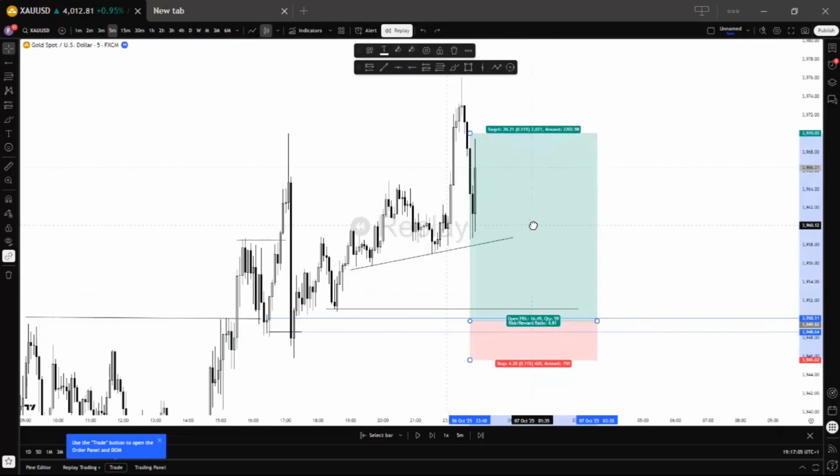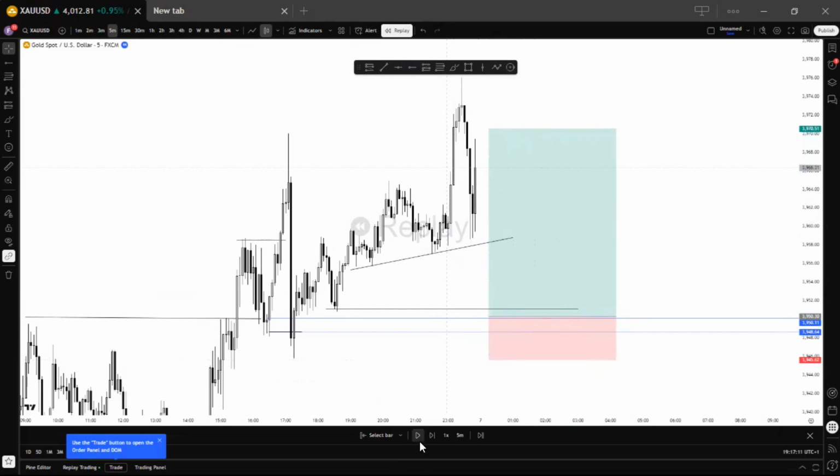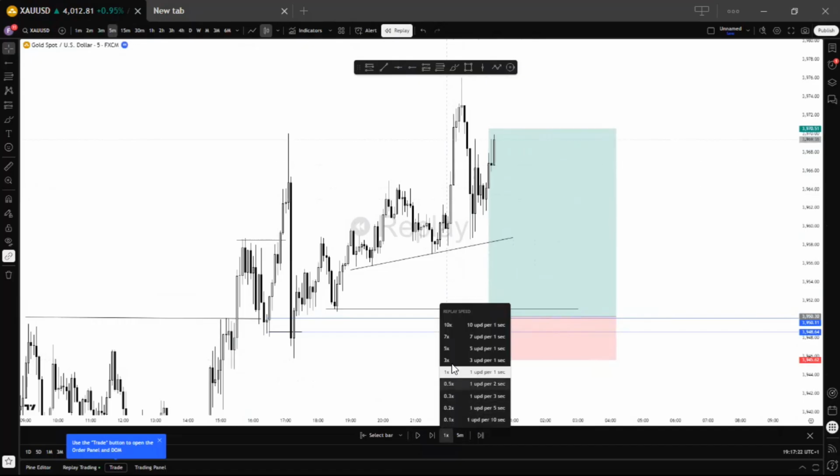So we're going to be looking at here, and then we can adjust our stop loss to maybe be here. Let's see what actually happens. Let's see if we get tapped in. If you want to increase the speed of how this moves, you actually can do that. Just come here and put it on maybe 3x. If you put it on 3x, it's going to move a lot faster.